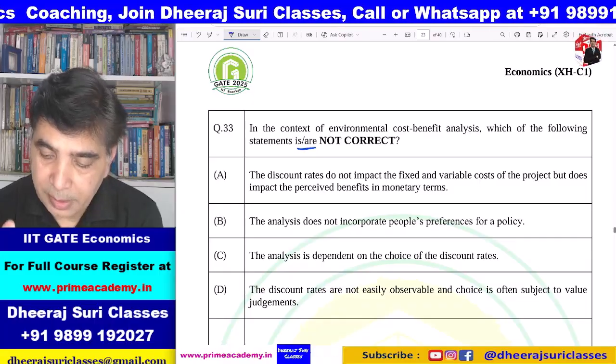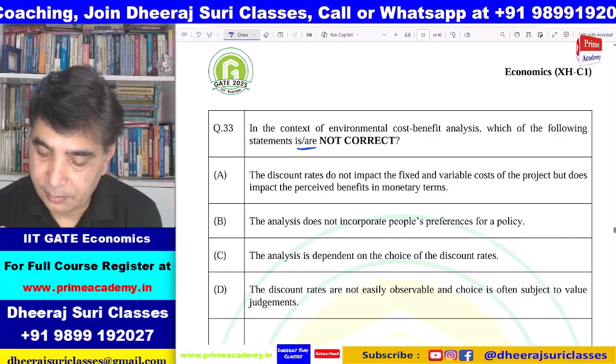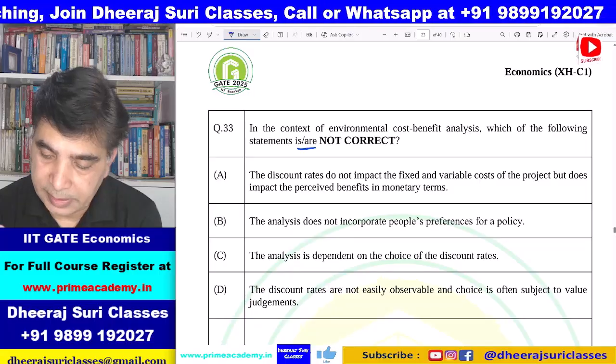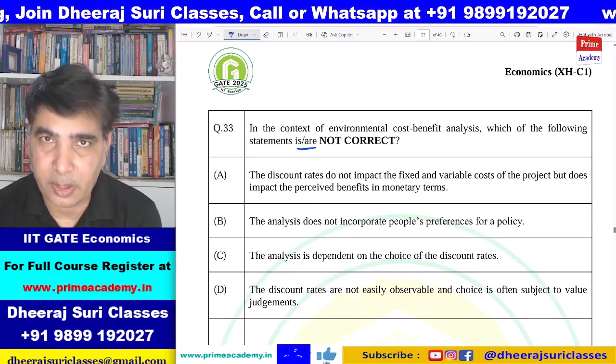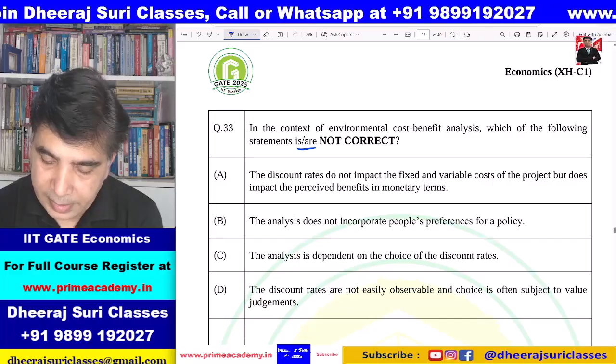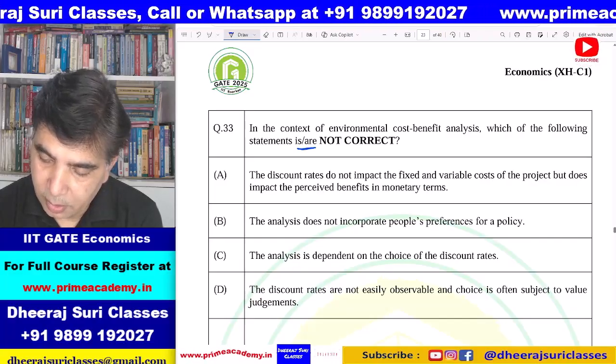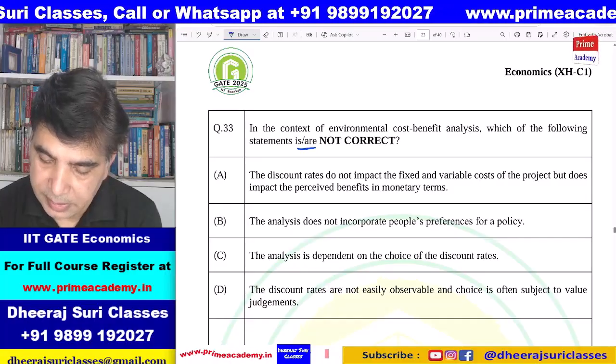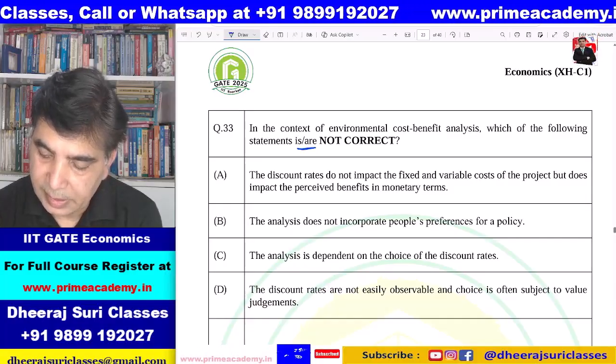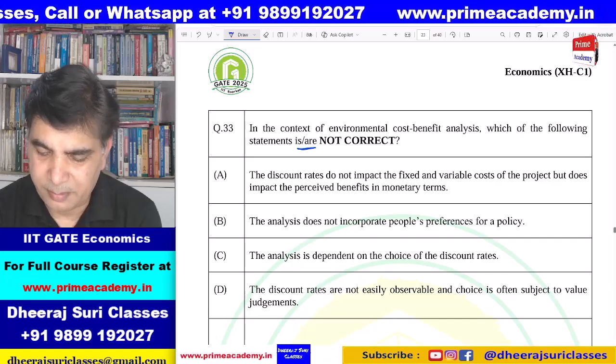Okay, in the context of environmental cost benefit analysis, which of the following is or are not correct? Option A: The discount rates do not impact the fixed and variable cost of the project, but do impact the perceived benefits in monetary terms. This is correct.